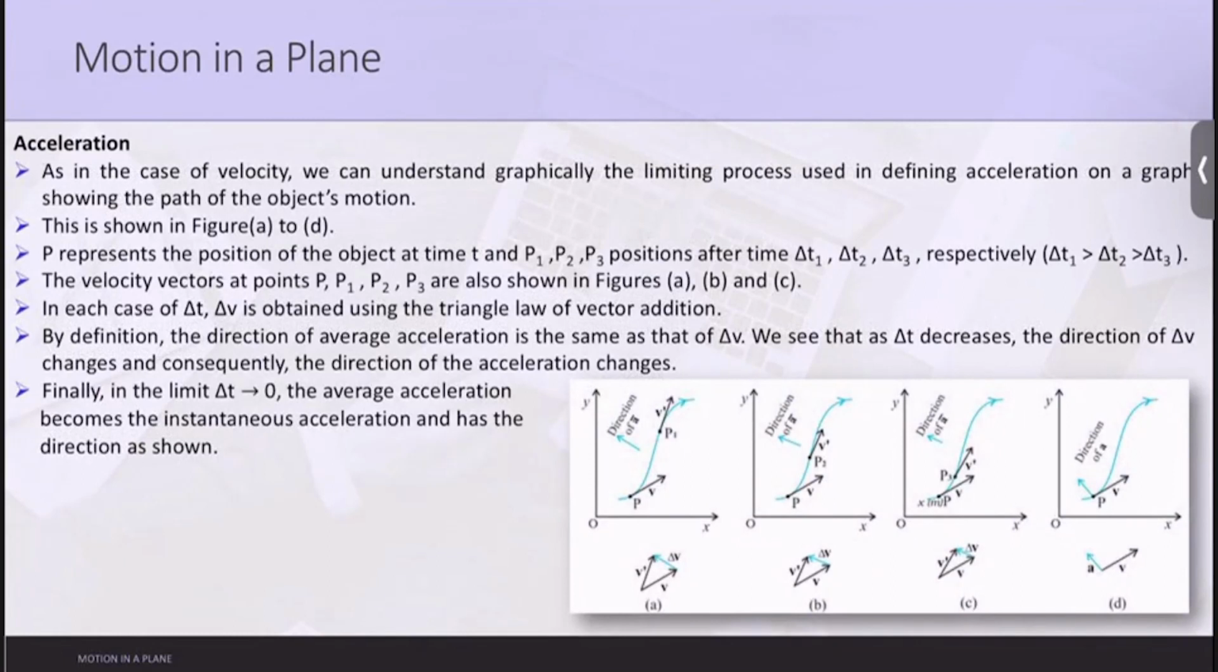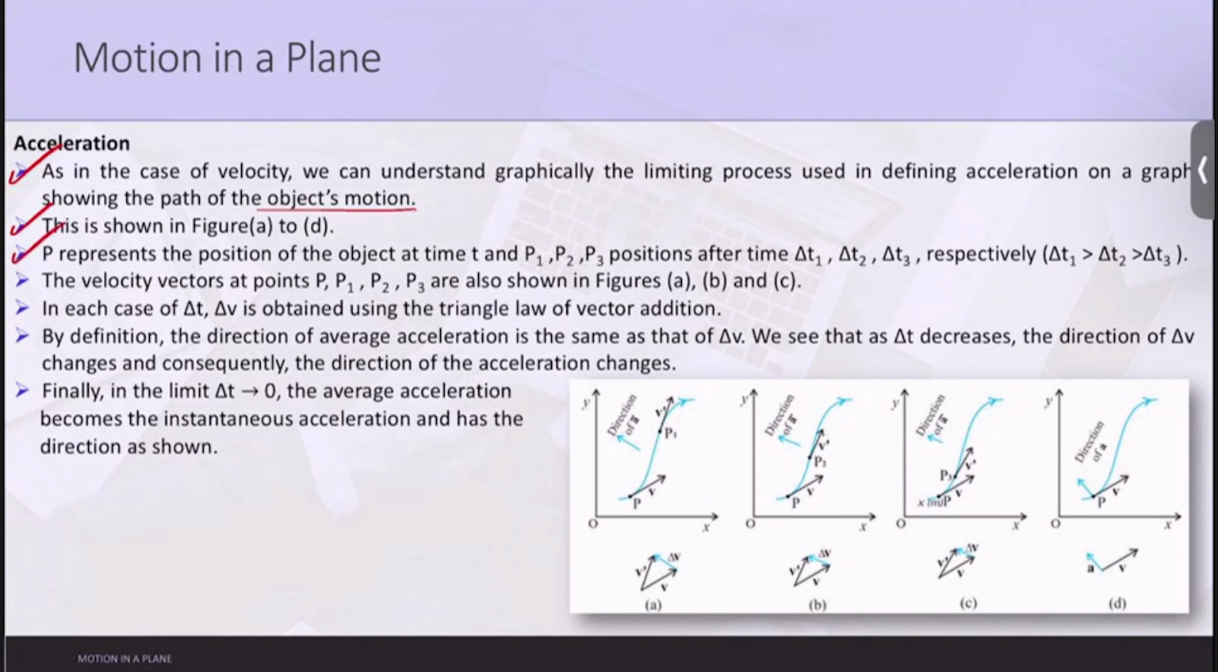Now let us understand the same analogy which we understood for the case of velocity. As in the case of velocity, we can understand graphically the limiting process used in defining acceleration on a graph showing the path of the object's motion. This is shown in figures A to D, so just look at the figures clearly.